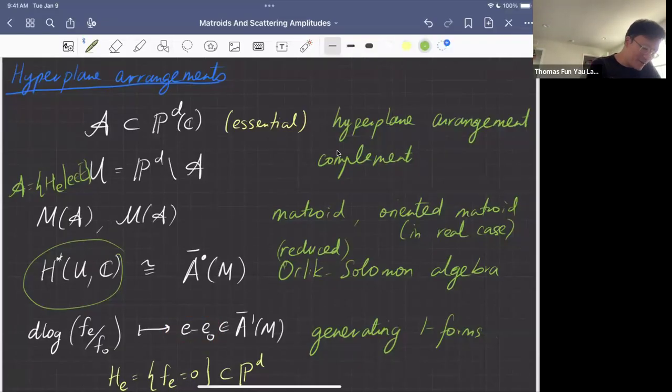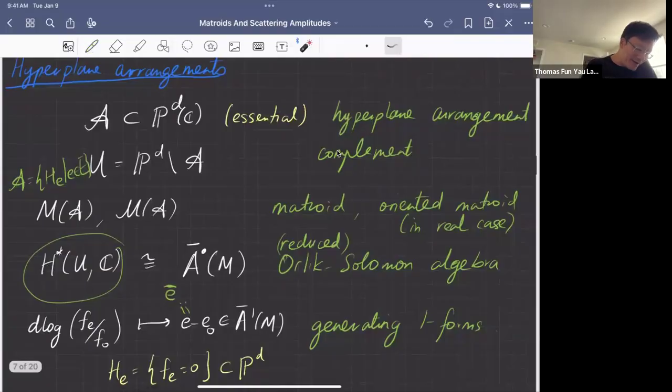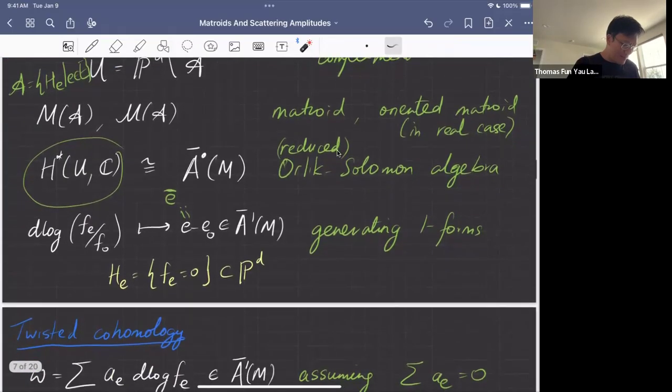an Orlik-Solomon algebra. The Orlik-Solomon algebra has generators that are given by the ground set, and they're in degree 1. Let me just write down that sometimes I'll also write E bar for the projective version of this. In any case, the generating one forms are labeled by either the entire ground set, or the entire ground set minus a particular one, the hyperplane at infinity. Okay.